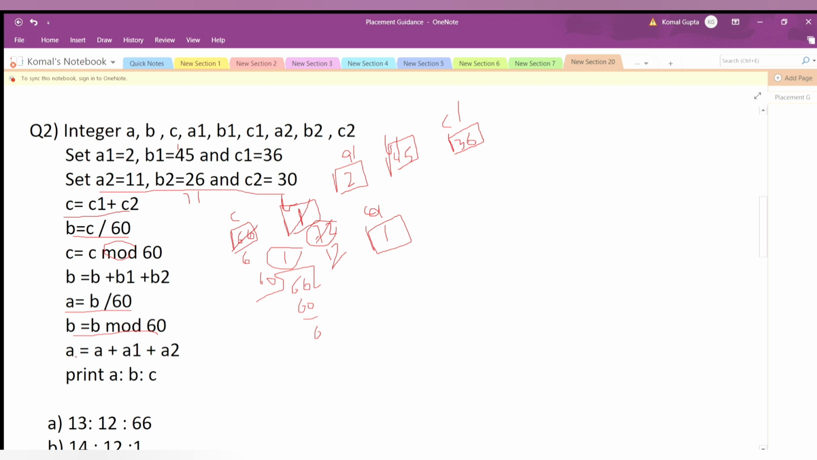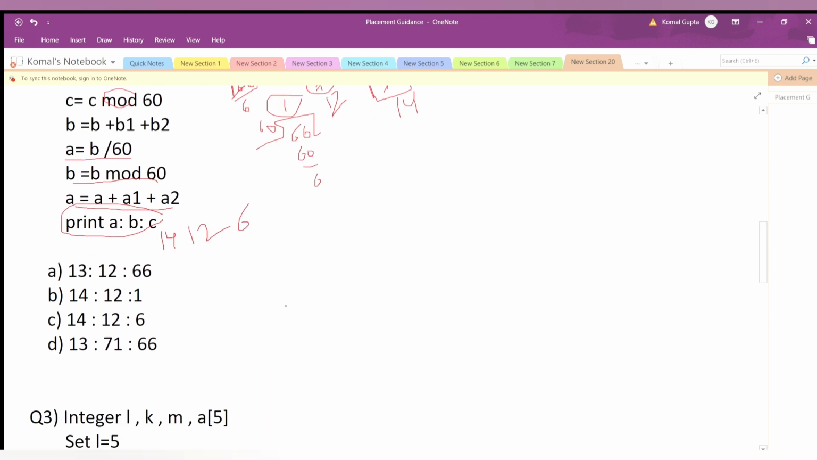Now it is updating the value of A. A is equal to A plus A1 plus A2. So if we add 2 plus 11, it will be 13, and 13 plus 1, it will be 14. So at last what we have to do, we have to print A, B and C. So the value of A we have got is 14, the value of B we have got is 12, and the value of C we have got is 6. So our option for this will be 14, 12 and 6. That is our option C. So we'll mark option C.